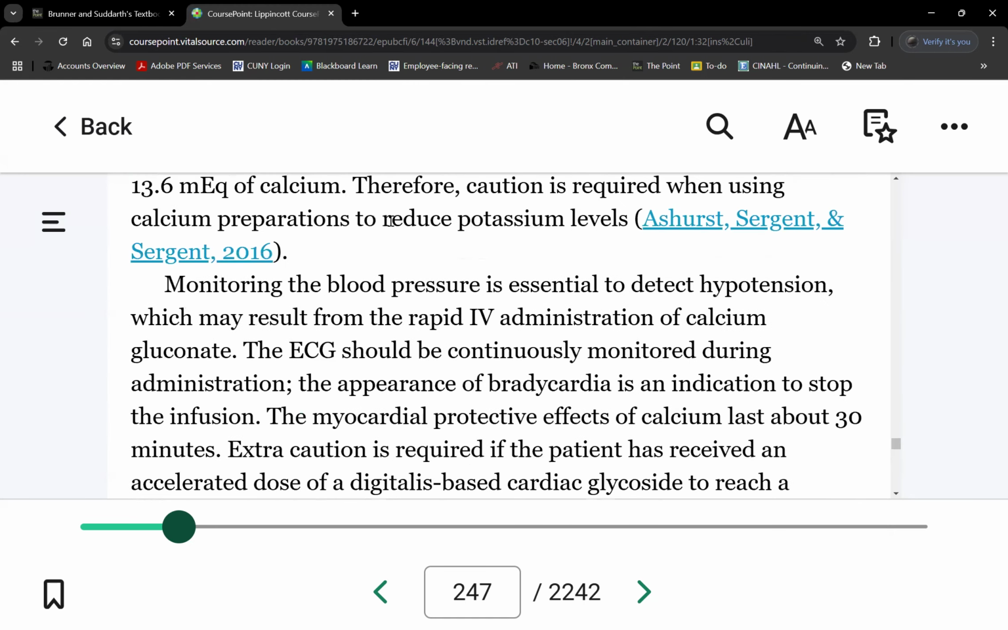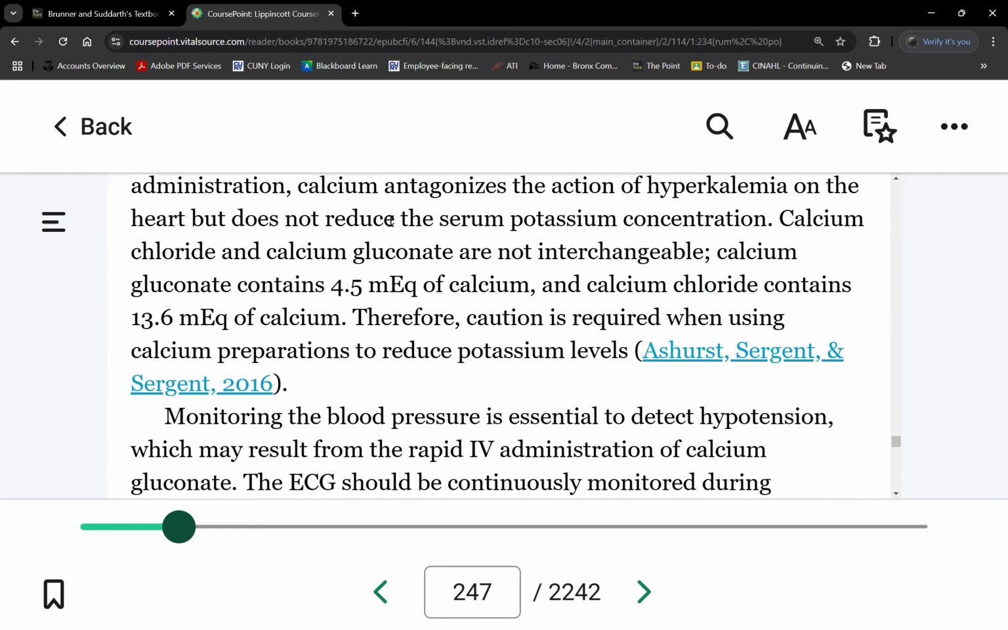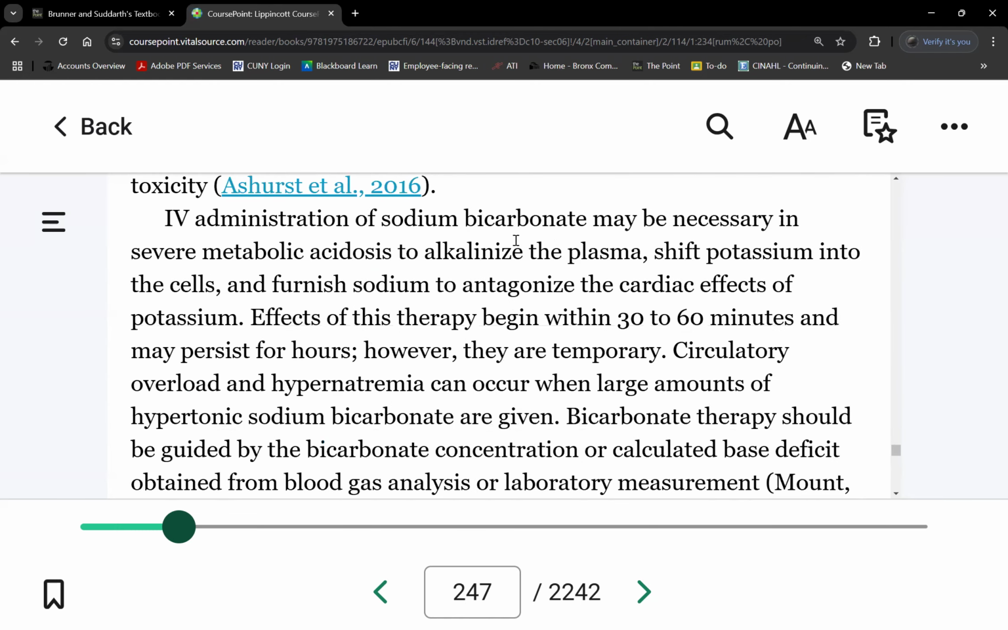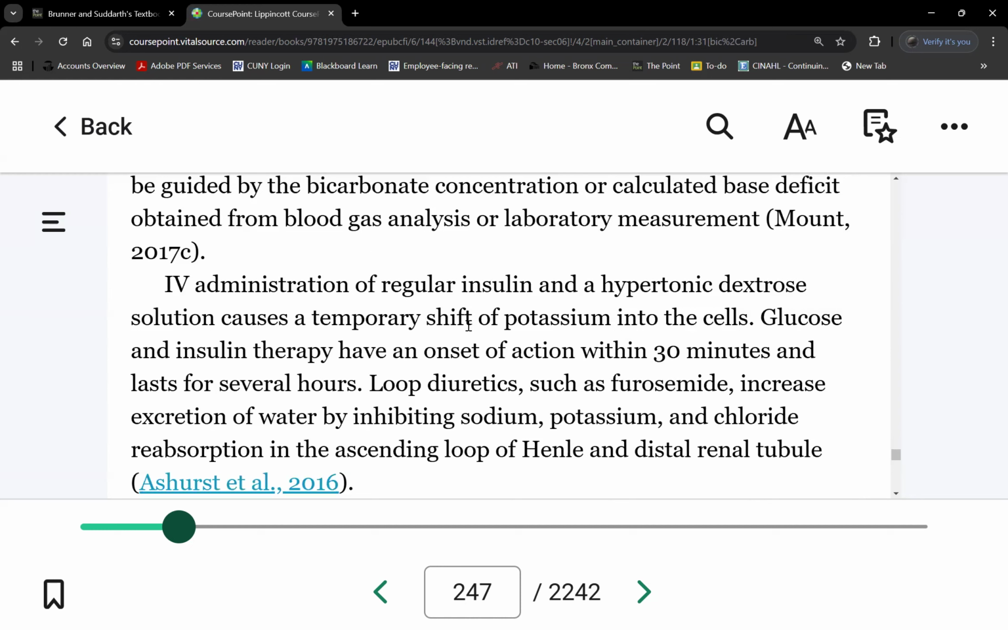Okay, very good. And then we had calcium chloride and calcium gluconate. They do what? Antagonize, right? Okay, so antagonize, and then we got here that will shift it, sodium bicarbonate, and then dextrose with regular insulin IV. Okay.